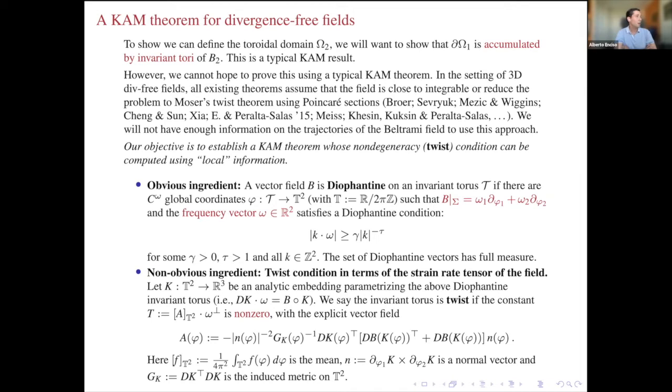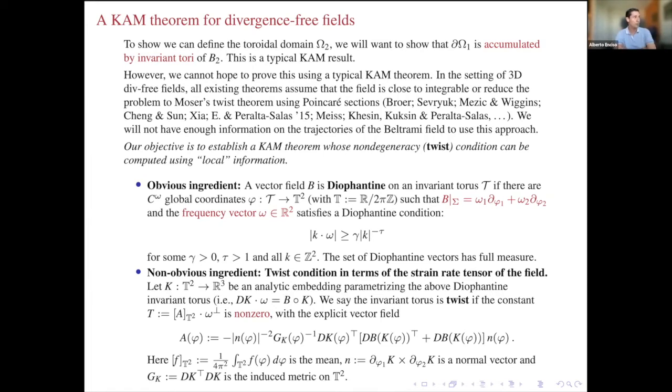In principle, we are not scared by that, because a typical KAM result is that if a vector field which is divergence-free in 3 dimensions has a certain invariant torus, and some conditions are satisfied, and you expect them to hold, then that invariant torus is going to be accumulated by more invariant tori. We just pick one, we use it to define a larger domain, and that's it, Bob's your uncle.